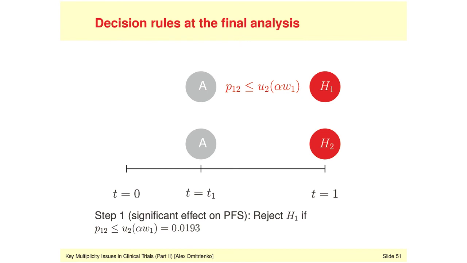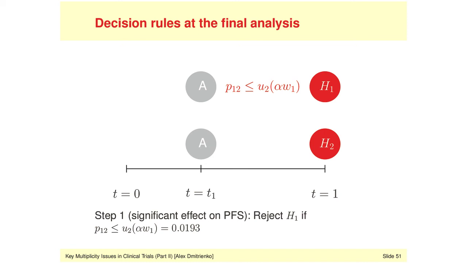Keeping this consistency restriction in mind, it will now be sufficient for us to consider the decision rules at the final analysis under the assumption that we were unable to reject either hypothesis at the interim analysis. Those accepted hypotheses, as we have done before, are represented here by the grayed out circles with the letters A. So what will be the significance levels that can now be applied to the hypotheses H1 and H2 at the final analysis? We will need to apply the same approach that we applied at the interim analysis.